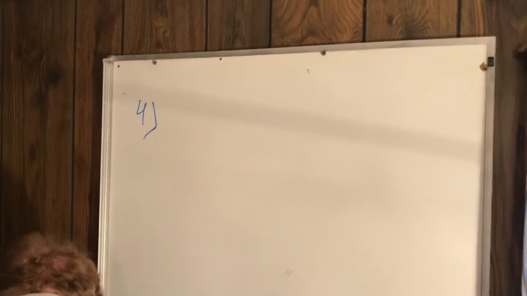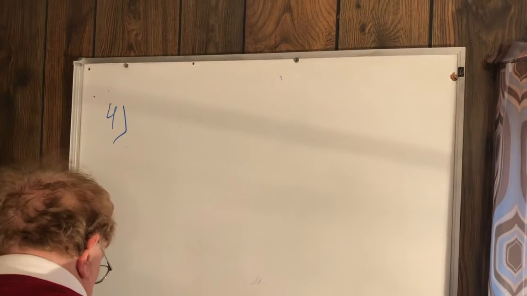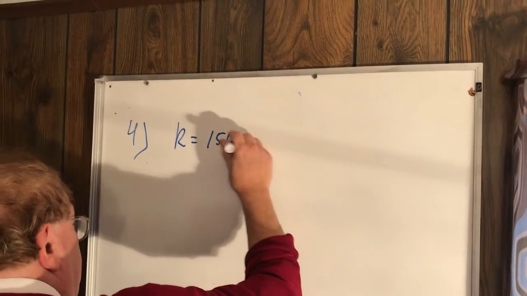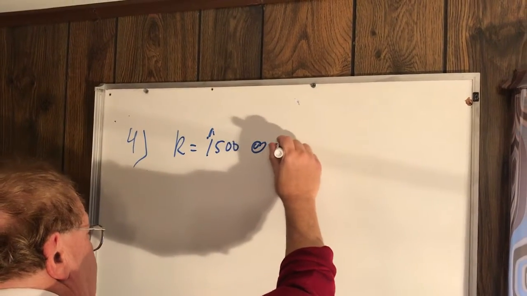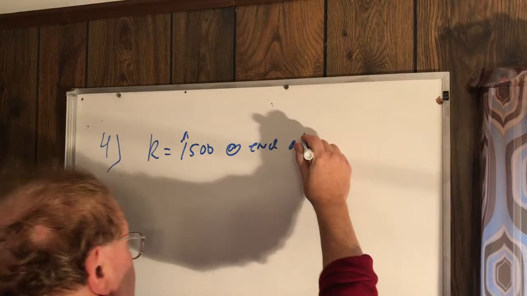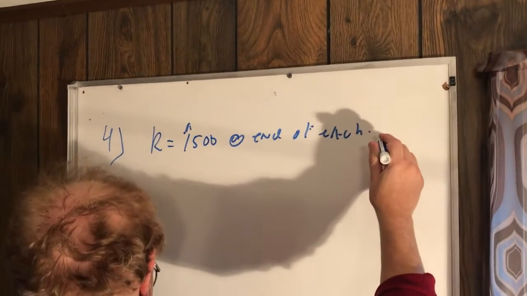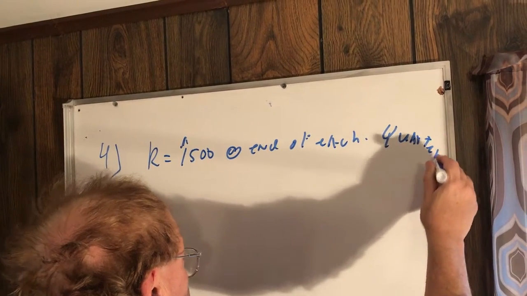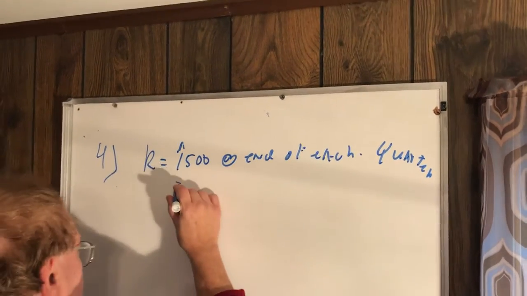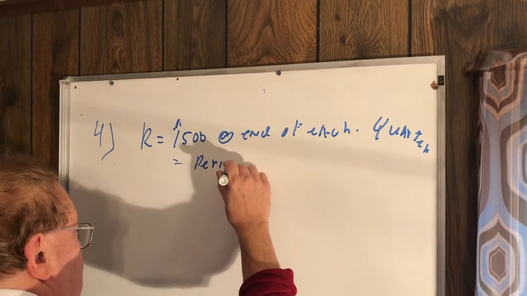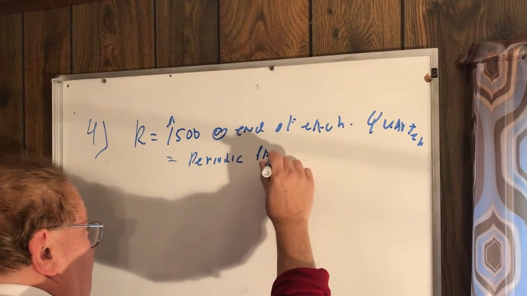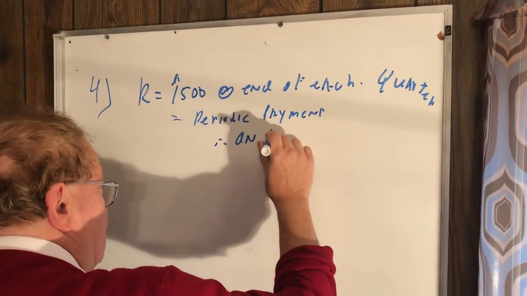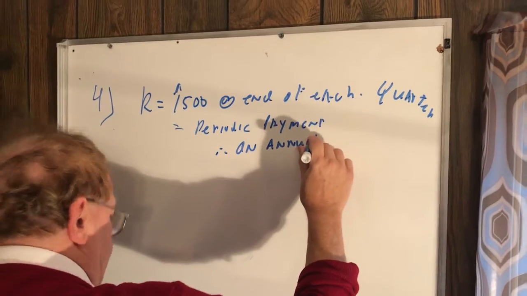Number 4 says, a company deposits $1,500. This is R. $1,500 at the end of each quarter. That's a periodic payment. That tells you you're dealing with an annuity. It's not a one-shot payment.